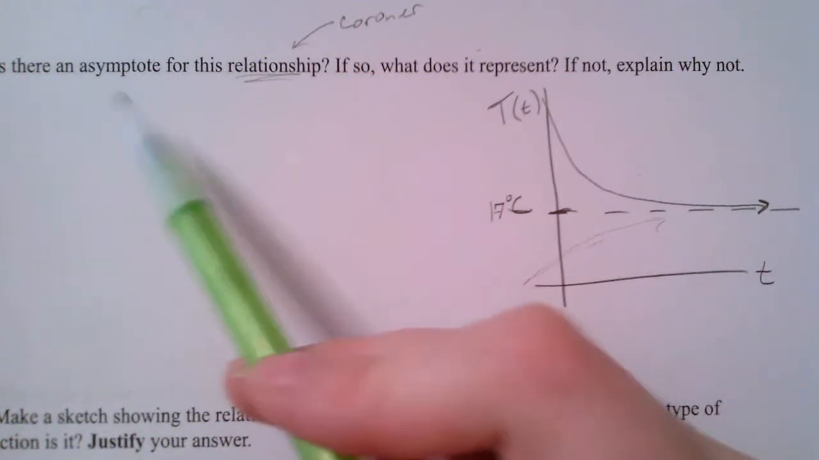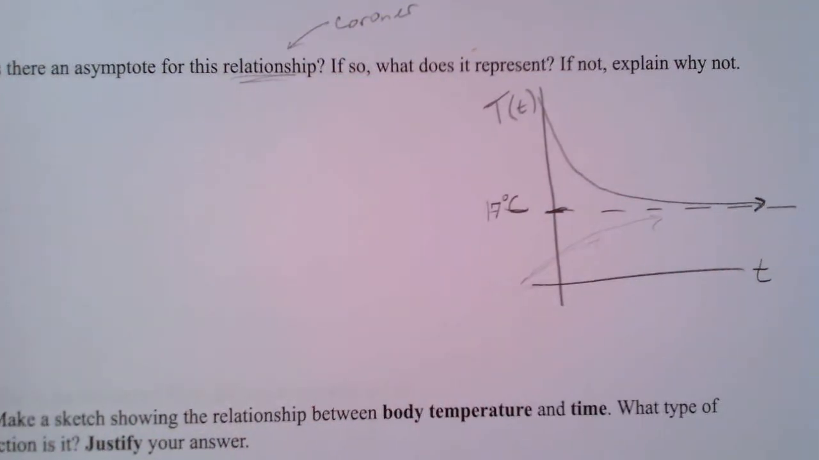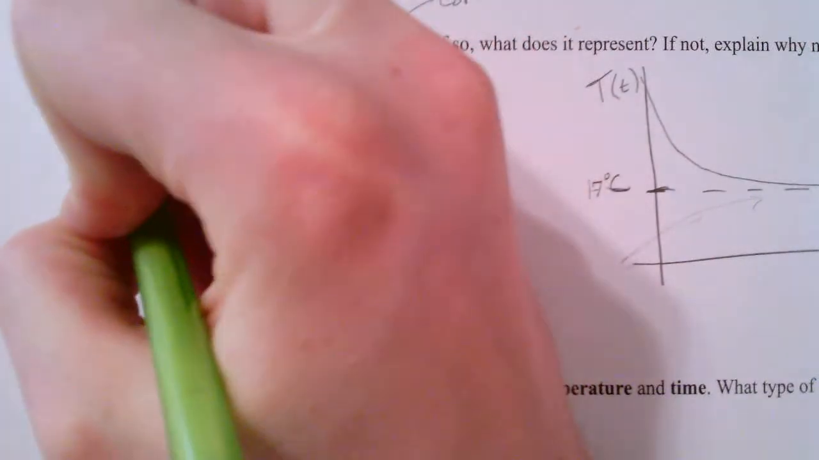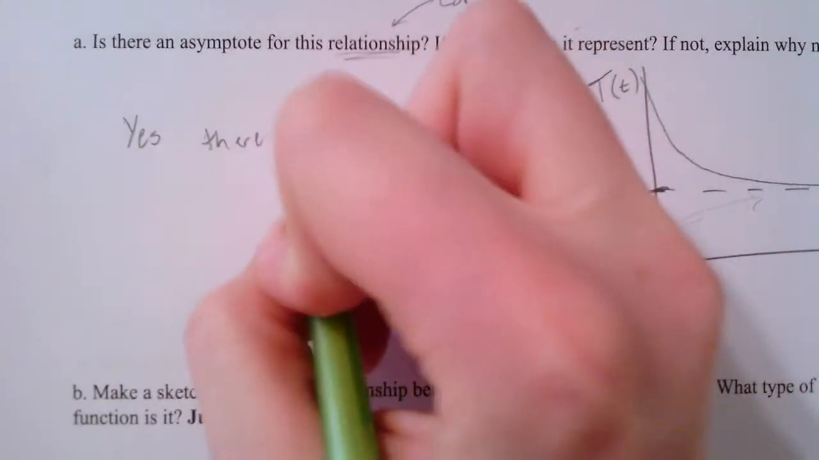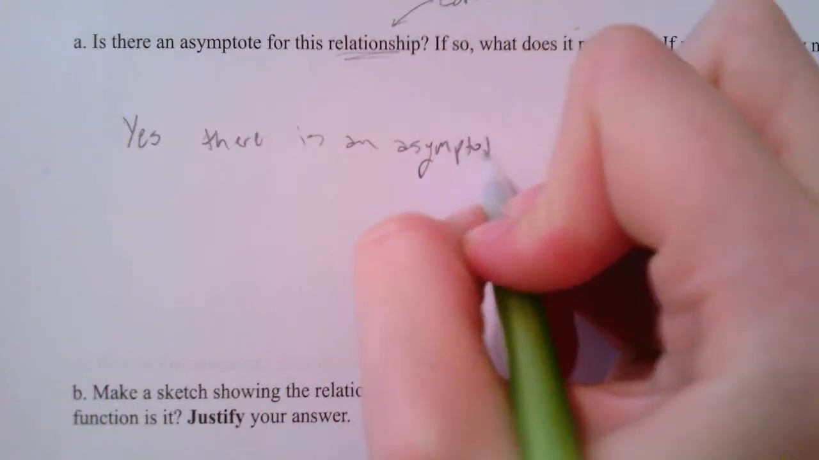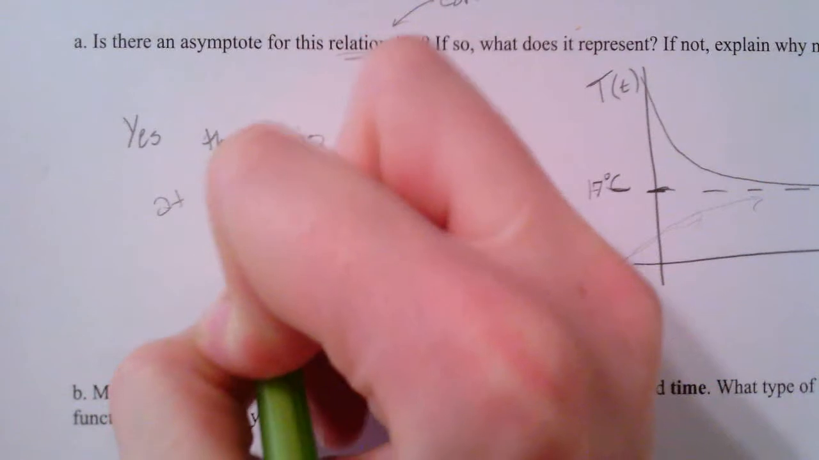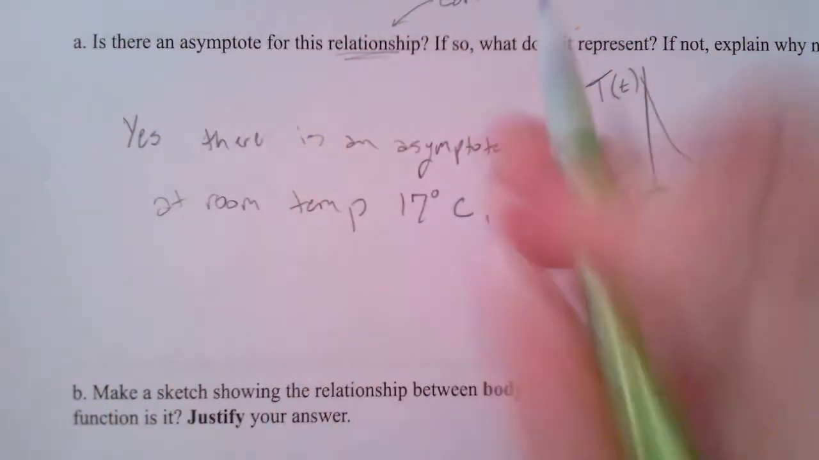So what is our answer to this question? Is there an asymptote? If so, what does it represent? And if not, explain. So the answer, very simply, is that yes, there is an asymptote, and it's the room temperature. So asymptote with a P. There is an asymptote at room temperature, which is 17 degrees Celsius.